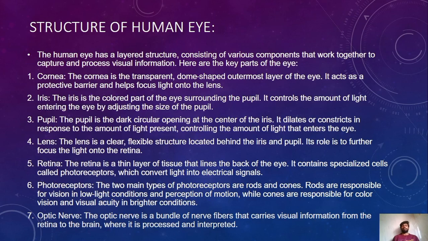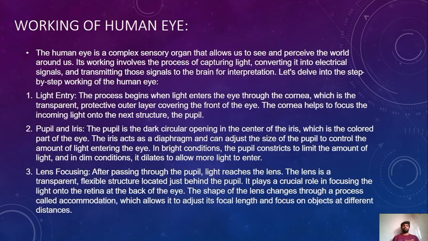Retina. The retina is a thin layer of tissue that lines the back of the eye. It contains specialized cells called photoreceptors, which convert light into electrical signals. Photoreceptors. The two main types of photoreceptors are rods and cones. Rods are responsible for vision in low light conditions, and cones are responsible for color vision and visual acuity in brighter conditions. Optic nerve. The optic nerve is a bundle of nerve fibers that carries visual information from the retina to the brain, where it is processed and interpreted.